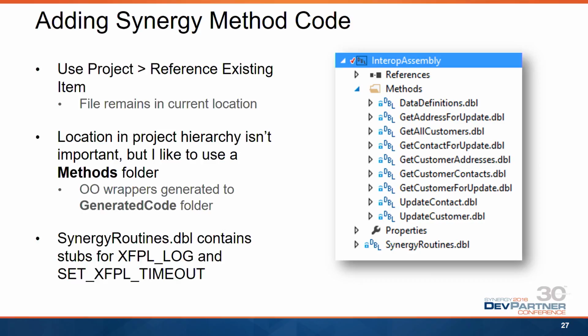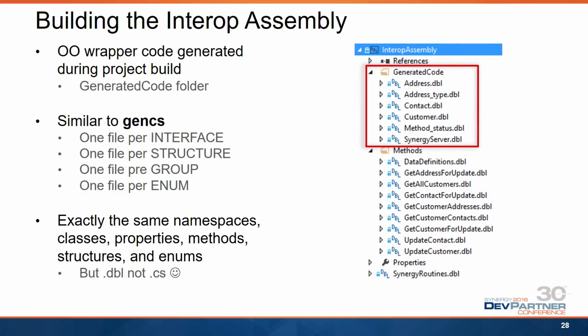And if you don't need those things, there are options in the Interop page to say, no, don't generate all that additional stuff, I don't need it. Once you do that, you build the Interop assembly, and you can see now we get a generated code folder, and it contains source files that basically have the same names as what GenCS used to generate, except they're .dbl, not .cs. And if you look inside those, you find the same classes and structures and enums and all the stuff that GenCS used to generate, the Interop project now generates, but DBL, not C#.